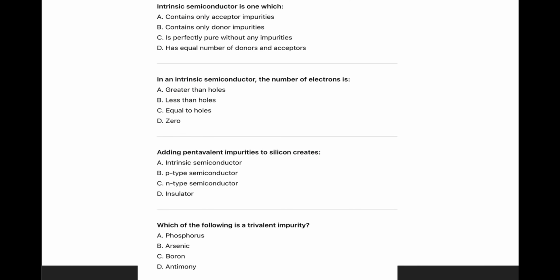Next question. Intrinsic semiconductor is one which: option A, contains only acceptor impurities; option B, contains only donor impurities; option C, is perfectly pure without any impurities; option D, has equal number of donors.